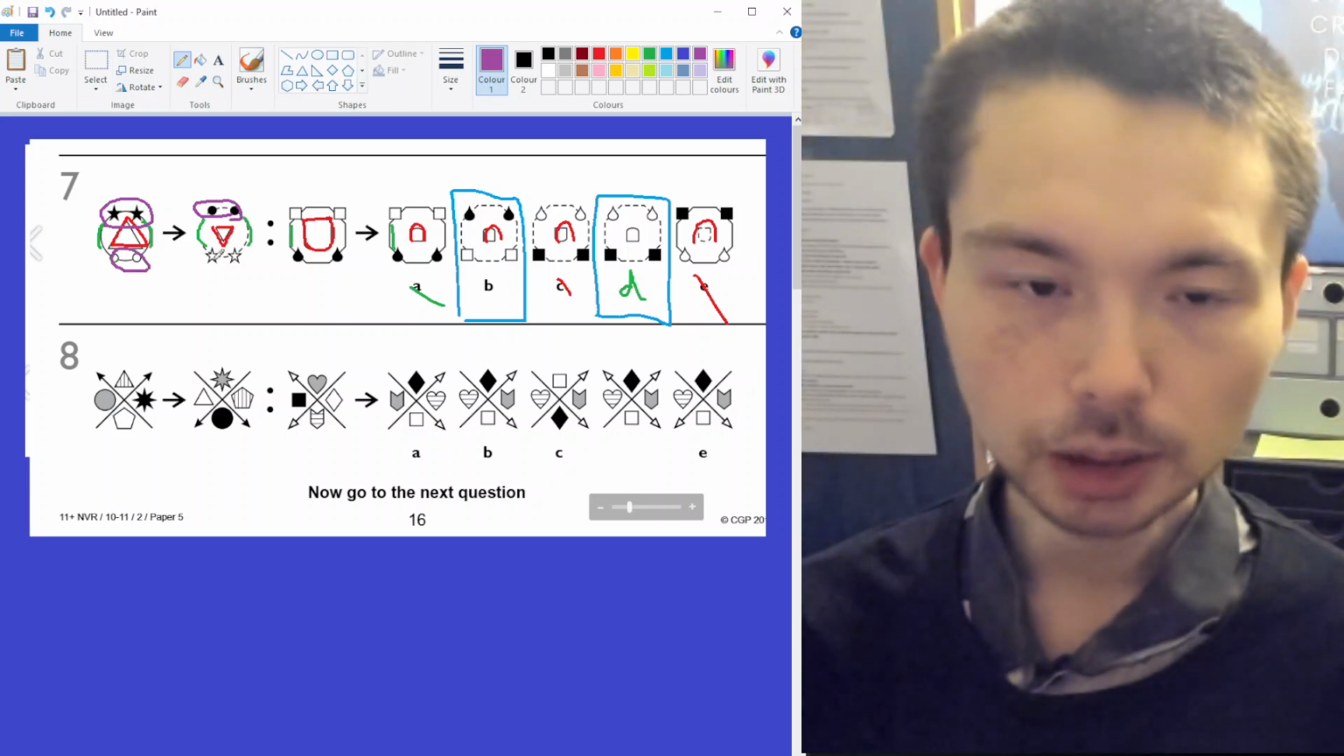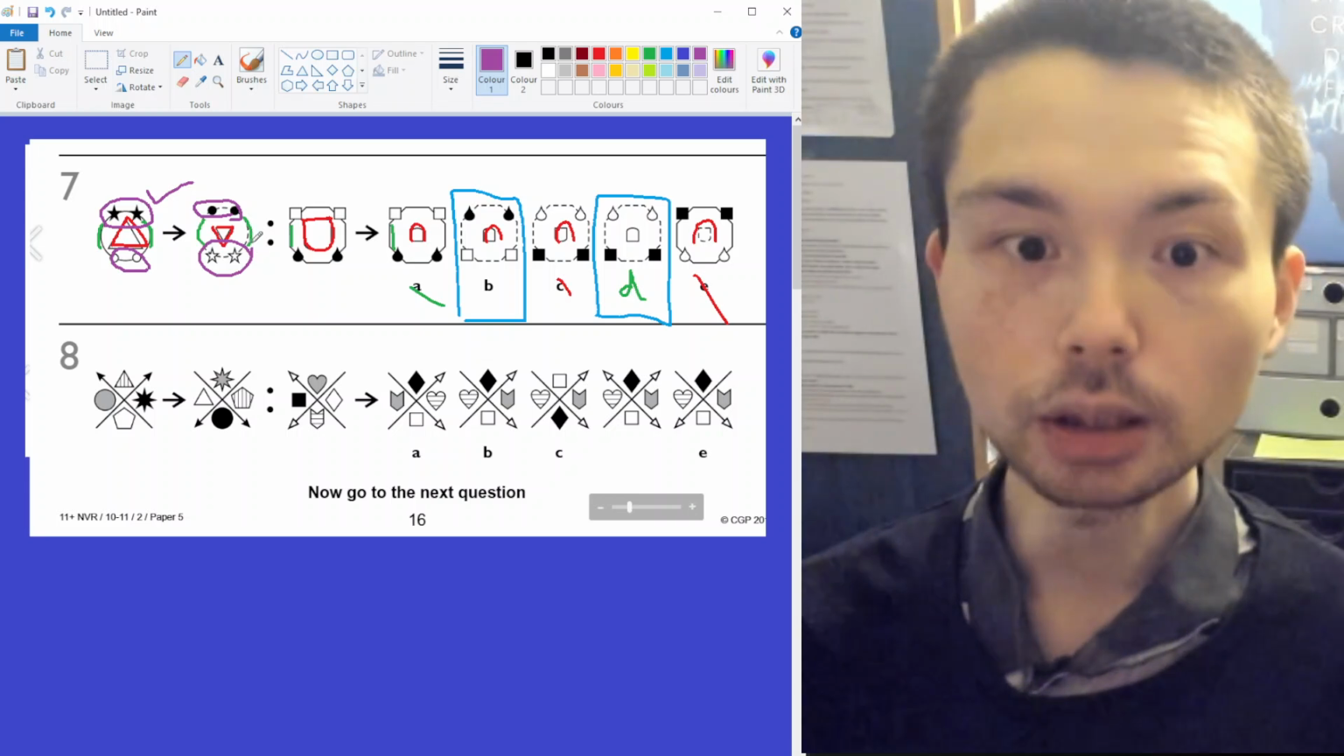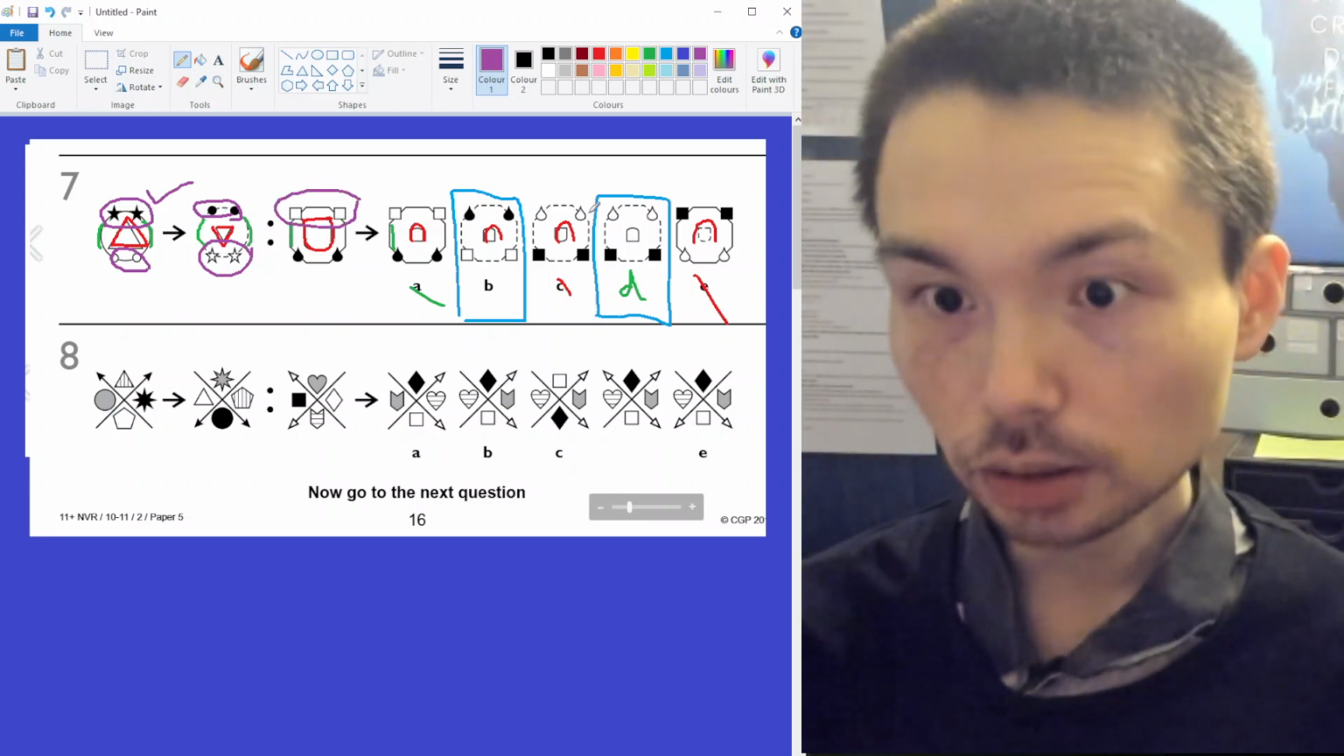They do not change. Sometimes that happens in non-verbal questions. You find a feature that doesn't change. That helps you. Black, black, white, white. Look at the top. White. White must be on top.